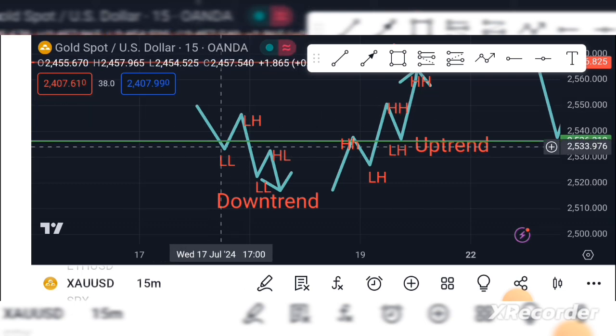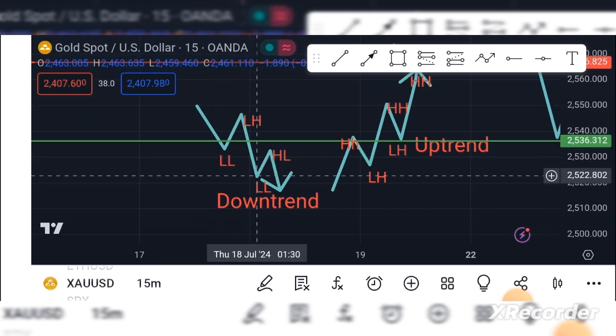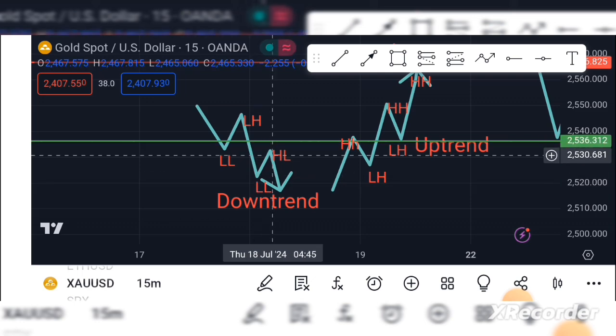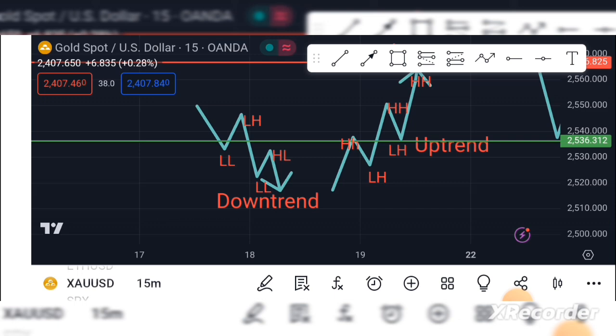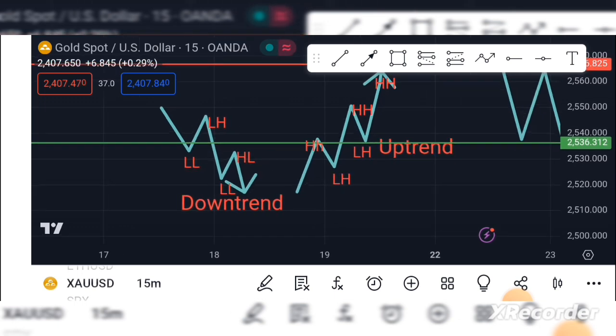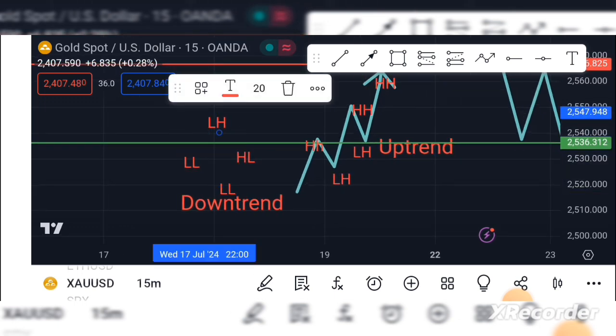Then this is a lower low, and here is a lower low, and here is a lower high. And you can see the market continues in a downtrend. This is what we mean by downtrend. I think you guys will be able to understand this downtrend.